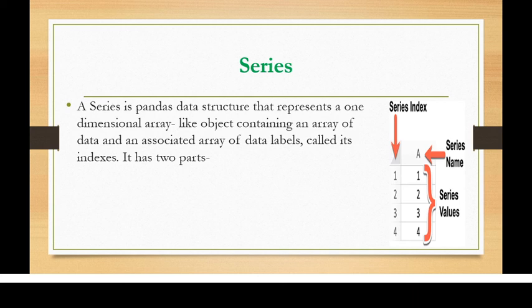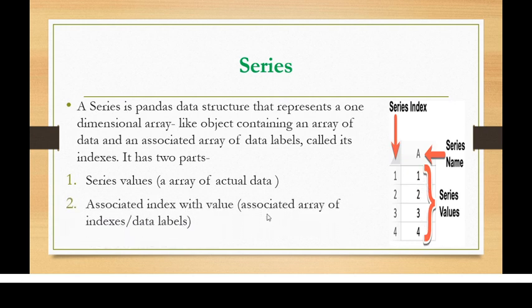It has two parts, as you can see in the diagram: series index, series name, and series values. Series values are the array of actual data, and the data labels or series index are the associated array of indexes with them.